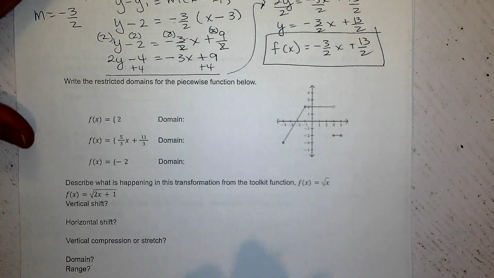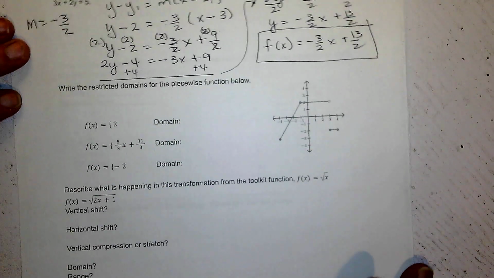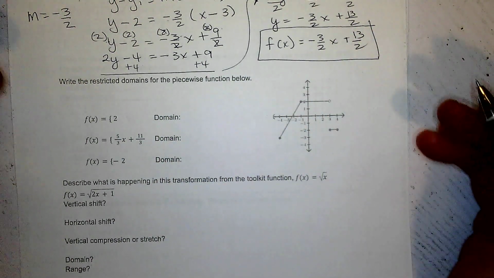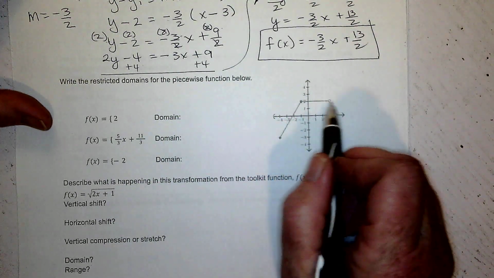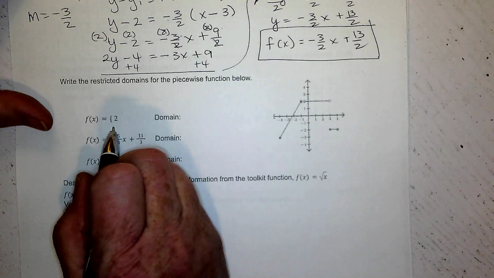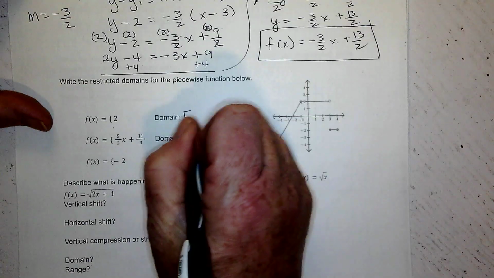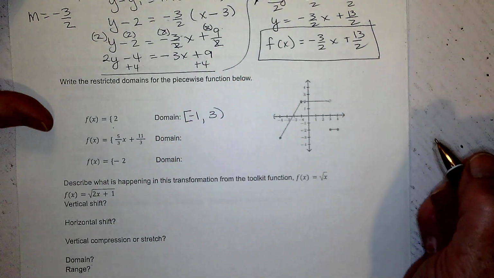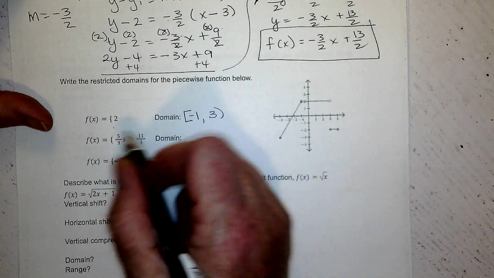All right, write the restricted domains for the piecewise function below. It's going to be set up this way on your exam as well, okay? And I'm giving you lines that I don't think you should have as much trouble with. Like this one, this is f of x is equal to 2, which is right here. All right, so I just need the domain for this one. It starts at negative 1 and it's included, and it goes all the way over to 3 but not included at 3.